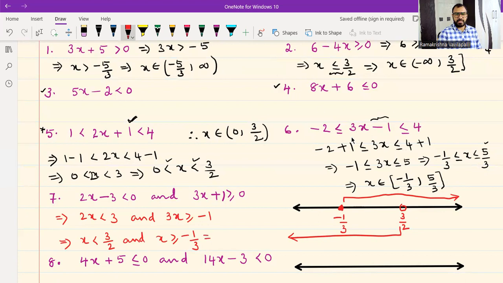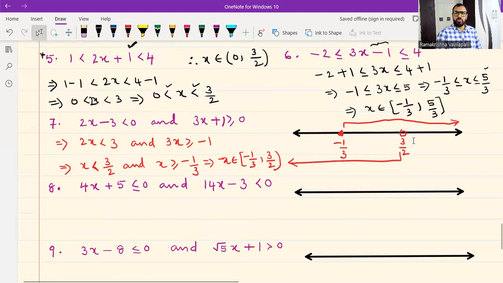So this implies x belongs to minus 1 by 3 closed, comma 3 by 2 open, because at 3 by 2 we have a strict inequality. So like this, you can solve inequations involving 2 or 3 or 4, any number of inequations.